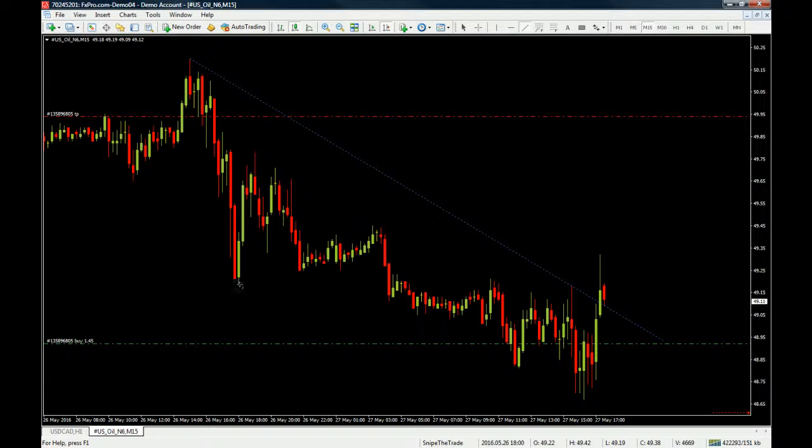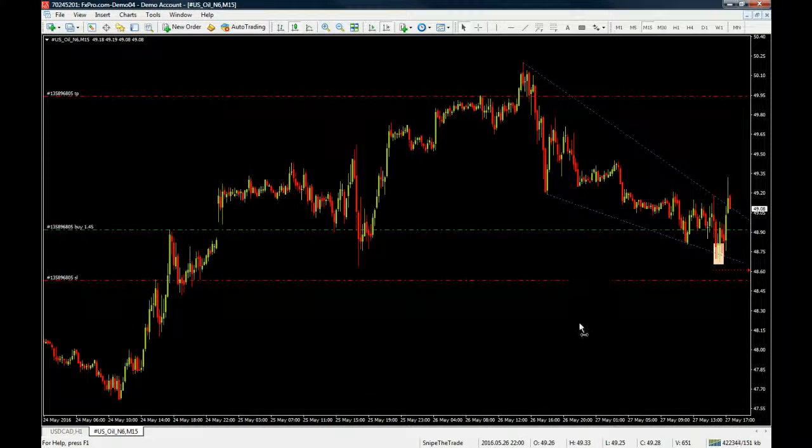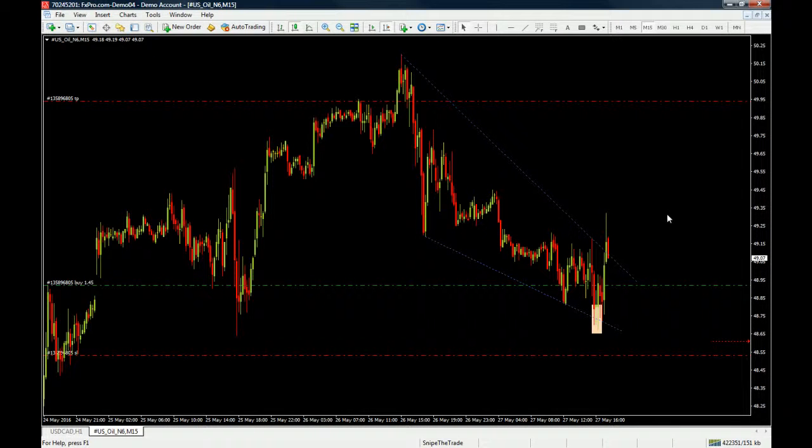So first of all, we are going to draw this wedge. And as you can see, we have a wedge because we have a huge rejection on the wedge's support. And if we zoom in a little bit, you can see that this is actually a continuation pattern of a larger up move. So basically, we are trading the right side of the market, at a continuation, or after the breakout of a continuation pattern.